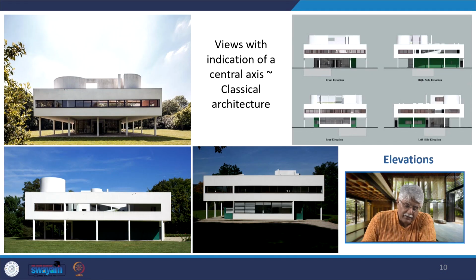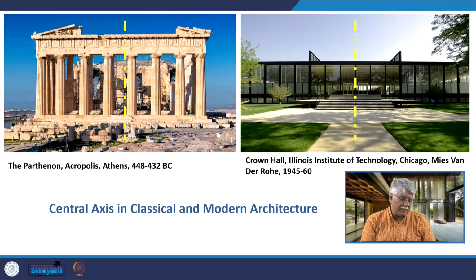The views show an indication of a central axis, that means classical architecture. This house had a central axis, something that he had gained from the classical architecture of his earlier days. Though the right-left axial symmetry is not 100%, being broken by the curved bathroom at the top, to a large extent the symmetry is there, just as the symmetry is there in the Parthenon, or you find that symmetry also in the Crown Hall designed by Mies van der Rohe at the Illinois Institute of Technology, which we will see a little later.